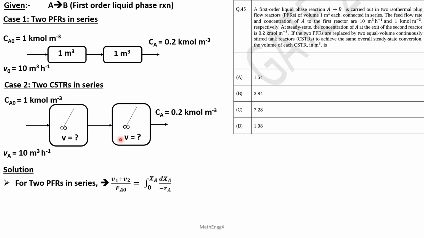Now, for two PFRs in series, the design equation is given as the sum of volumes of each reactor divided by Fa naught, which is the molar flow rate, will be equal to the integral from 0 to Xa of dXa by minus Ra.